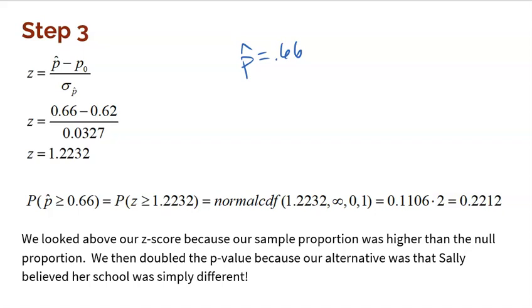Now, don't forget to double it. I already mentioned this in the last video. This is a two-sided test, so you got to make sure you double that p-value. Go back and watch the previous video to explain that. But her p-value ends up being a total of 0.2212.